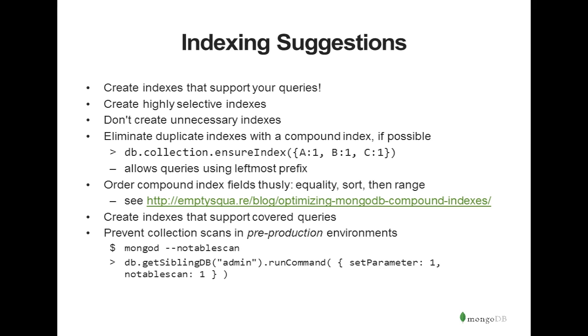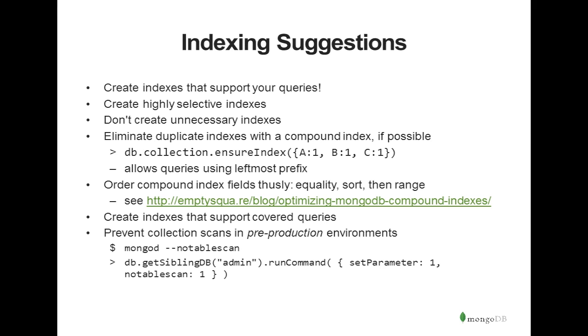The next one is order compound indexes in the following way: equality, sort, and then merge. There's a great blog article that describes exactly why you want to do it that way. I highly recommend it. If you're creating compound indexes, you should definitely read that article. I put the link to it there. It was written by a MongoDB engineer. So definitely check that out and understand the reasoning behind that ordering of the indexes.